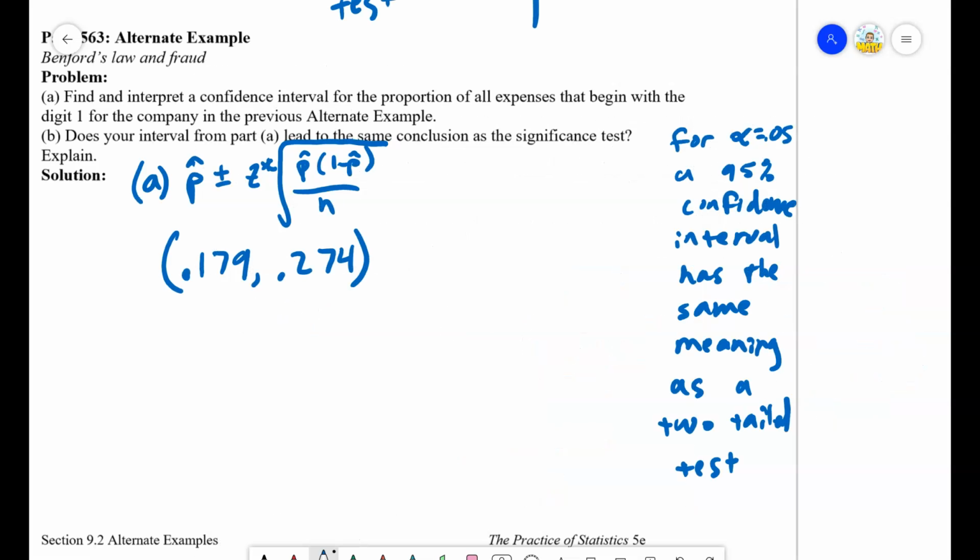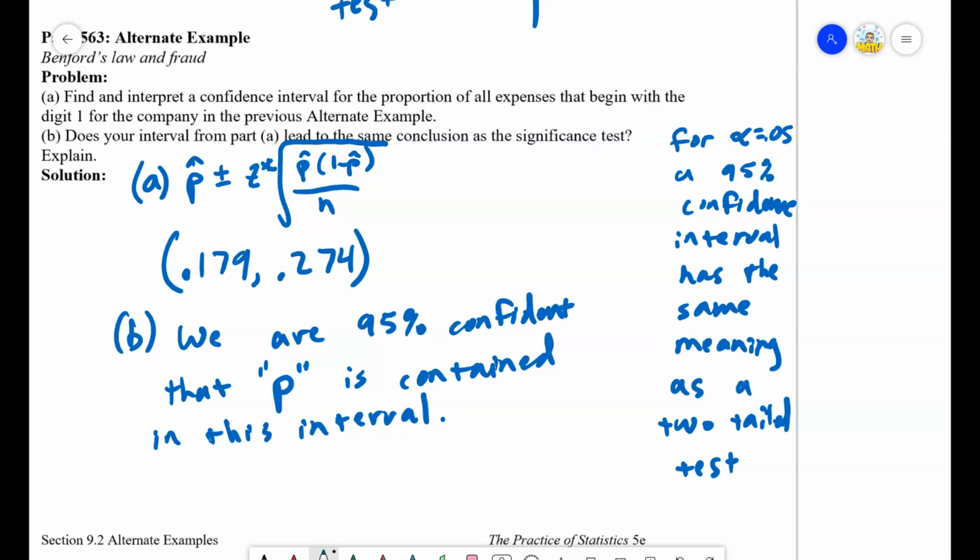So in part B, we conclude that we are 95% confident. We're going to draw the same conclusion, but I feel like this is a little bit harder for us. What we should notice is that 0.301 is not a plausible value according to our interval.